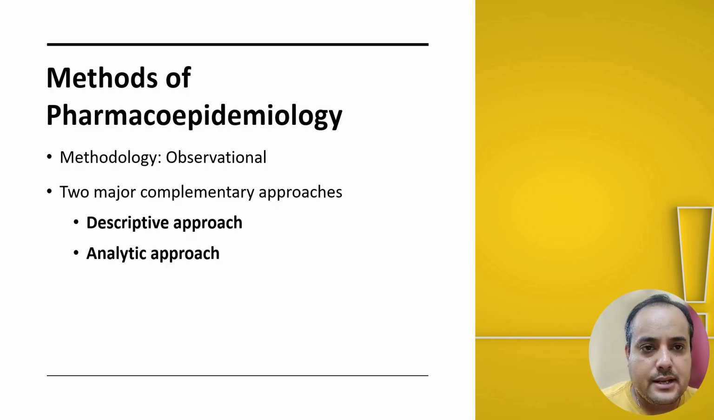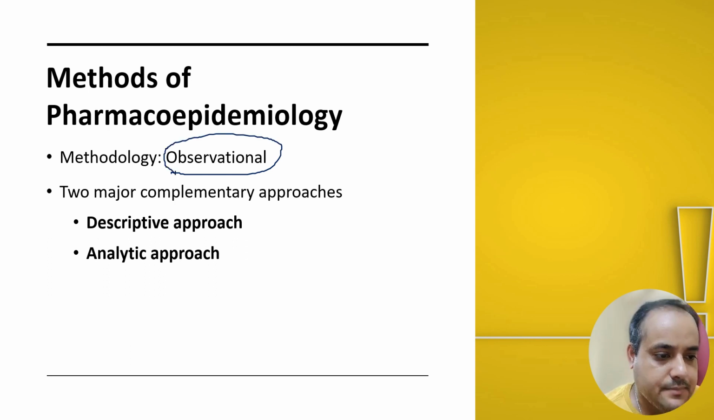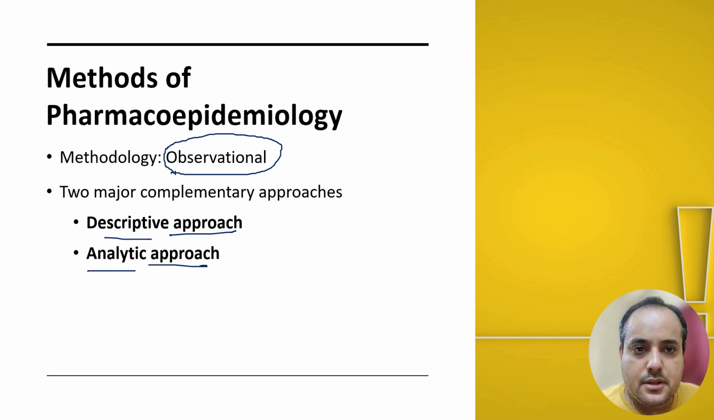Now the questions that have been raised by the pharmacoepidemiological study also need to be answered. For the purpose of answering the questions of pharmacoepidemiology, there are some methods, and the methodology of the pharmacoepidemiological studies is that they are mostly observational studies, and there are two basic methods for conducting a pharmacoepidemiological study. The first is the descriptive approach, and the second one is the analytical approach. But students, remember that the descriptive and the analytical approach are complementary to each other.